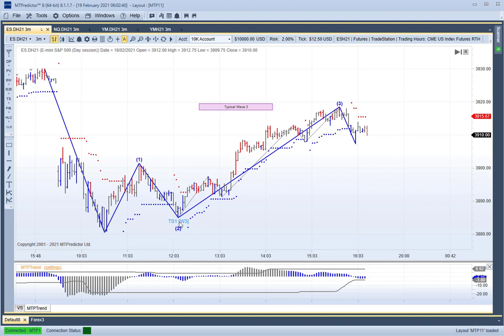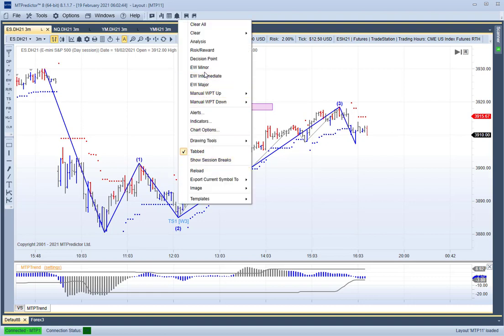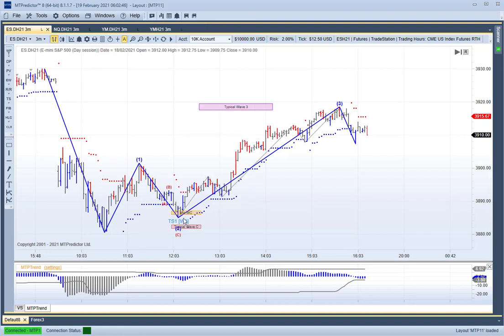We also know that in a wave 2, if I right mouse click here and do Elliott wave minor, a wave 2 typically subdivides into an A, B, C, and you can see that that's what it did. It did an A, B, C down into the wave 2 low to then set up our W3 or wave 3 trade setup. So that's what the basis of the wave 3 trade setup is.